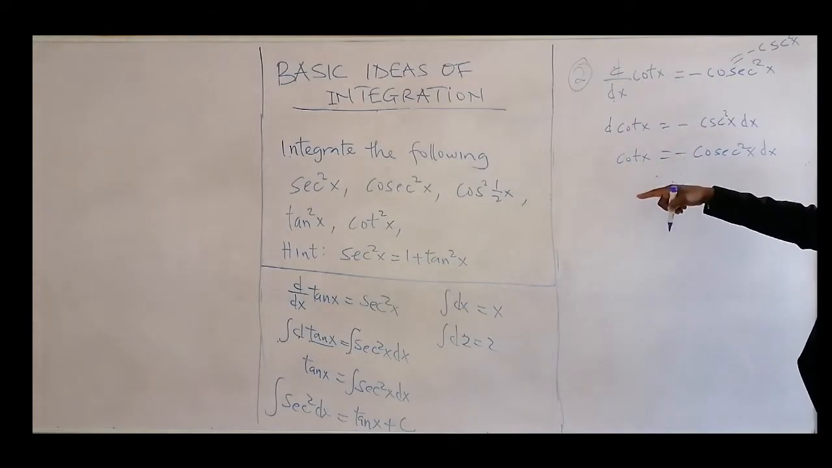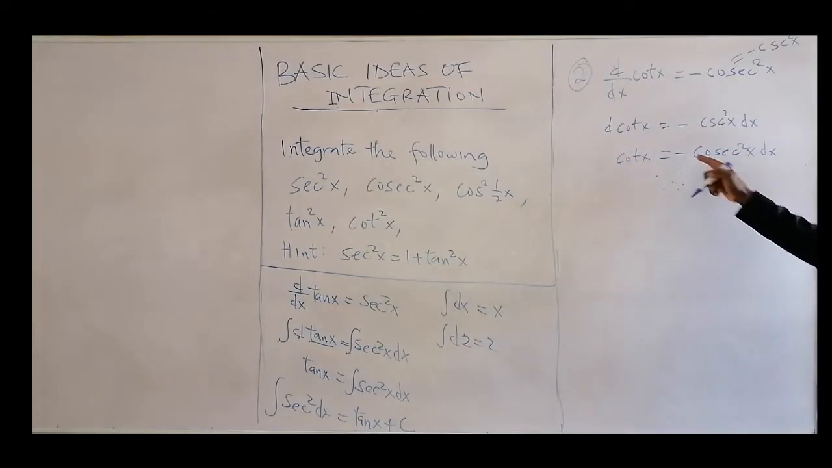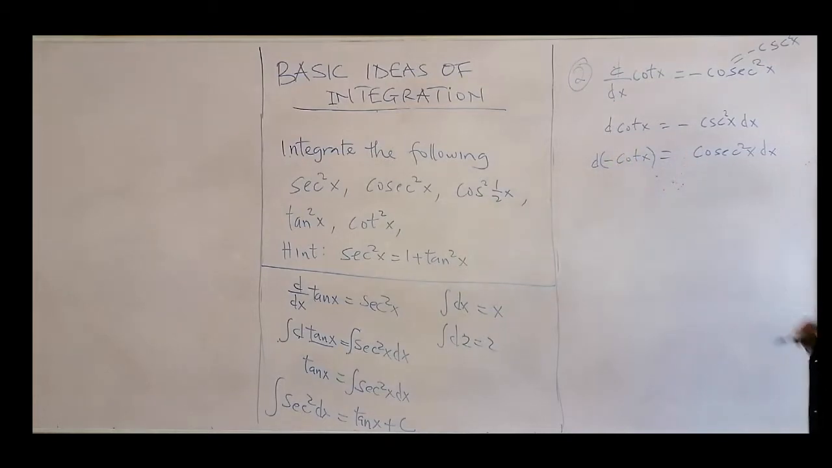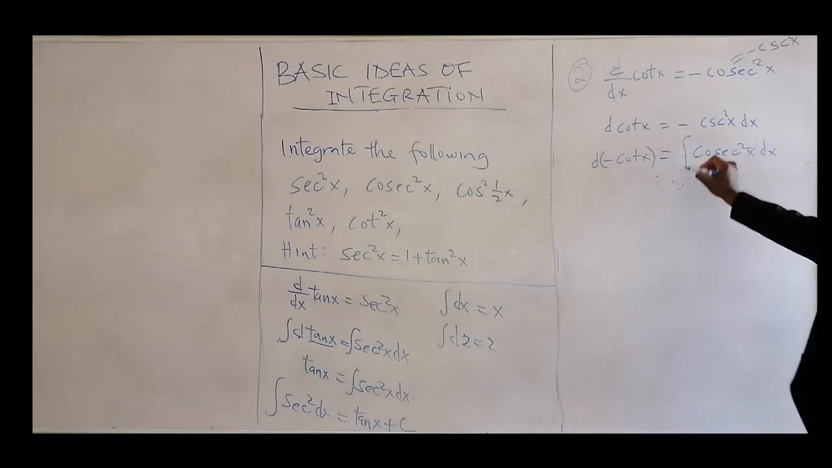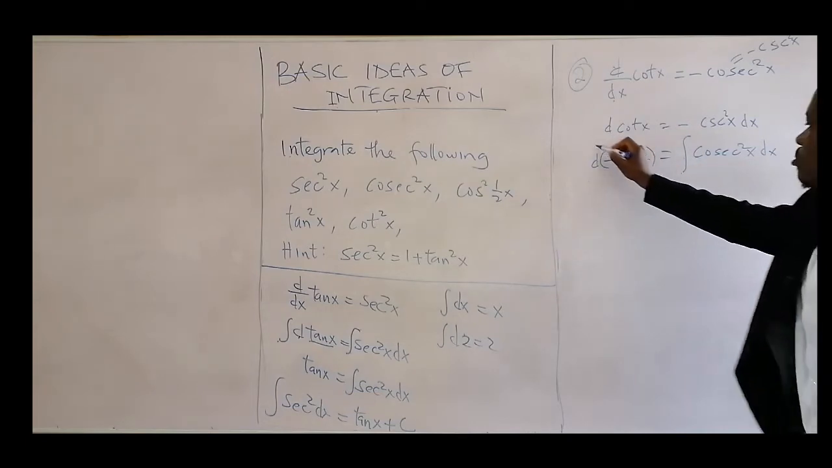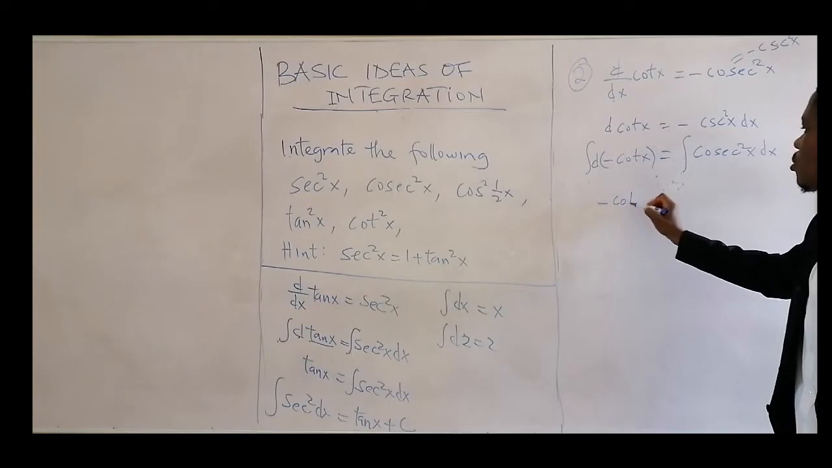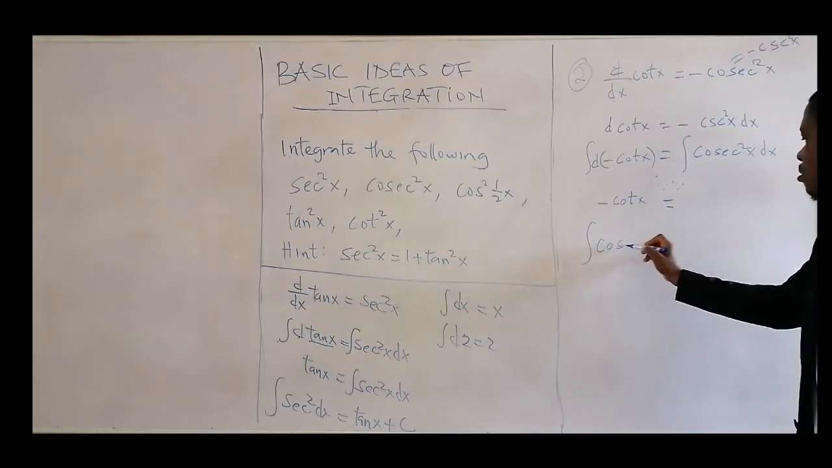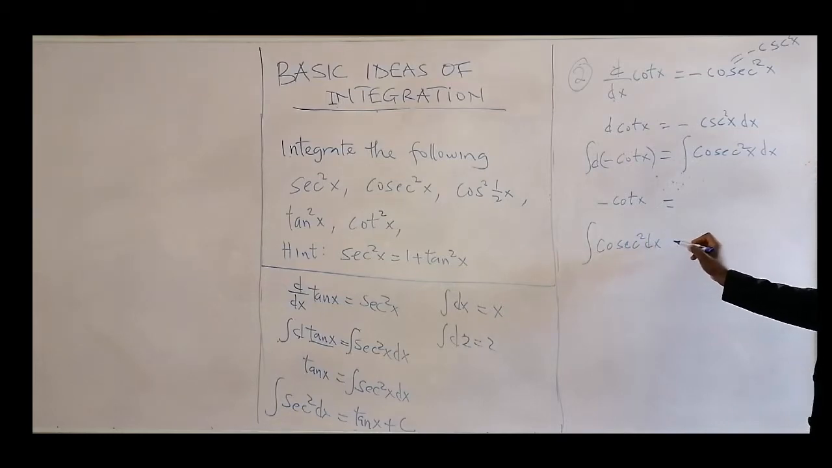Can you move this minus to the other side by multiplying both sides by minus? So the minus here will go, then we have minus here, so d of cot x. By the time you introduce integration to both sides, that will give you minus cot x. So the integral of cosec square x is equal to minus cot x plus c. So that's the relation between cot and cosec.